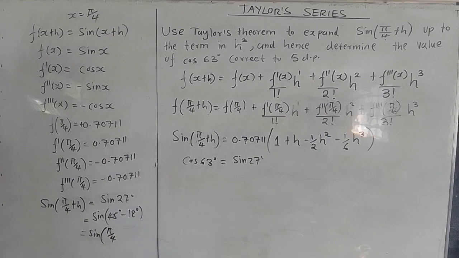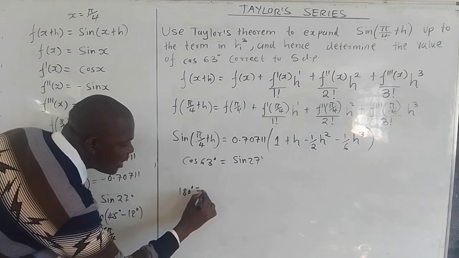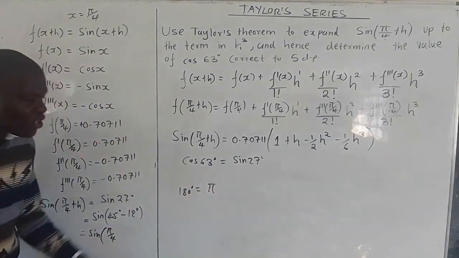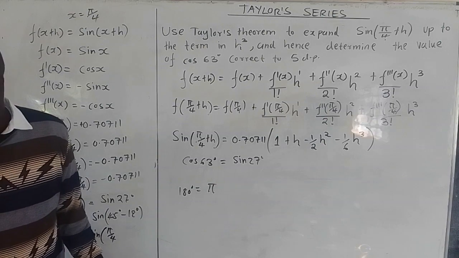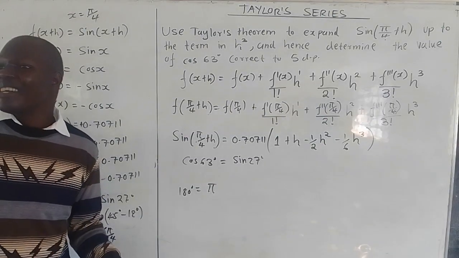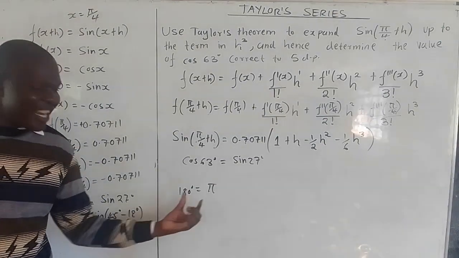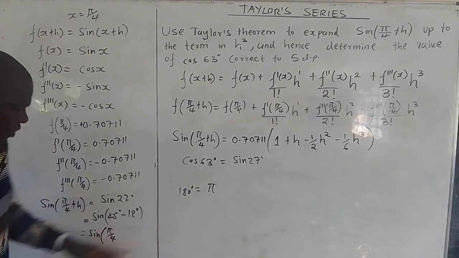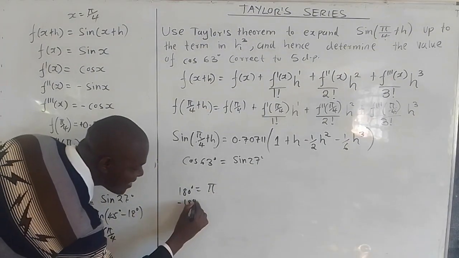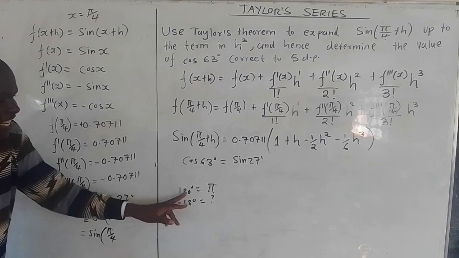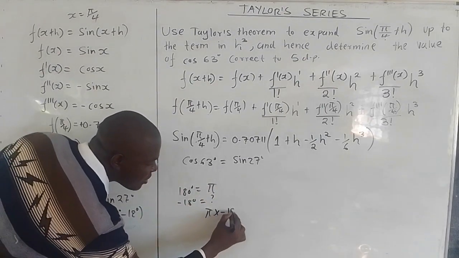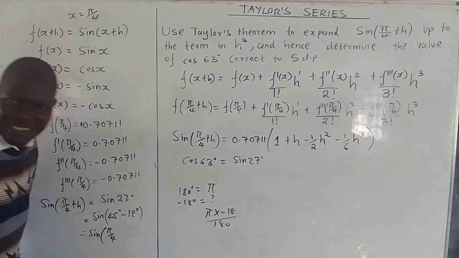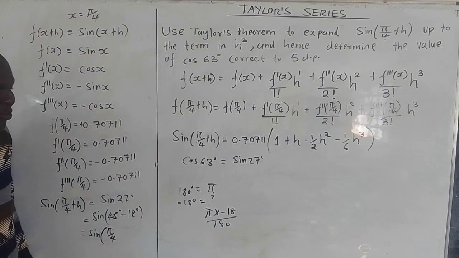So can you convert that? Remember, 180 degrees is pi radians. The whole revolution of 360 degrees is 2 pi, isn't it? That means 180 degrees is pi. Therefore, negative 18 degrees is what? If 180 degrees is pi, therefore negative 18 degrees is pi times negative 18 over 180. Have you seen that? What do you get as the value of h?